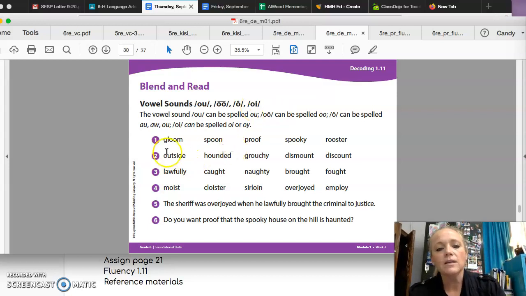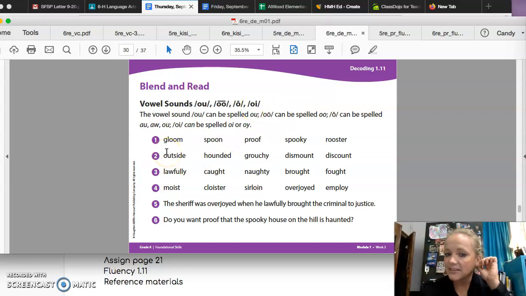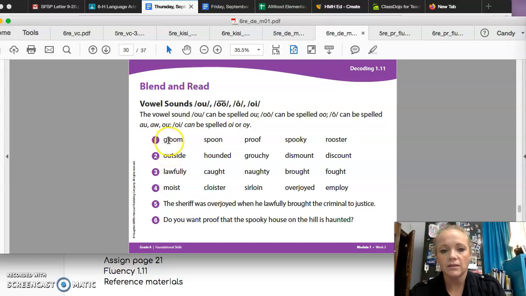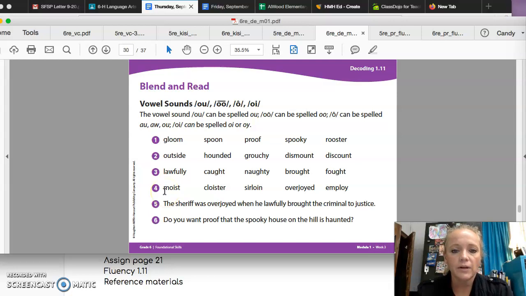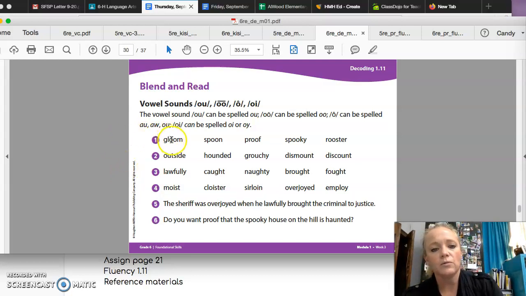So we did a different lesson on the board, but this will be a kind of one you can see, I guess, on the computer. If you read across line 1, you see gloom, spoon, proof, spooky, and rooster, and you see oo is spelled with an OO in each of those. Line 2, you have outside, hounded, grouchy, dismount, discount, and ow is spelled OU in each of those.